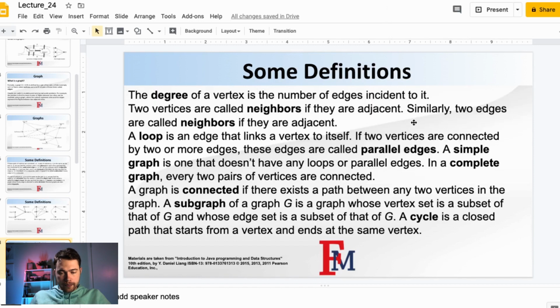Moving on. A subgraph of a graph G is a graph whose vertex set is a subset of that of G and whose edge set is a subset of that of G. That's the formal definition.